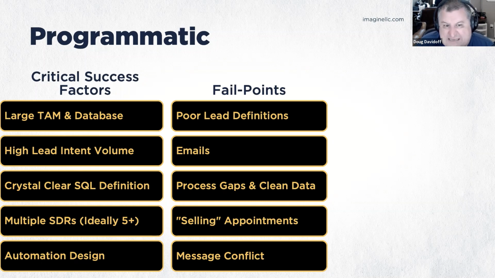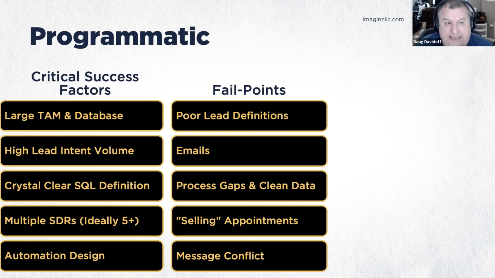Process gaps and clean data. If you've got process gaps or your data is not clean, it is going to lead to havoc. Remember, this is a high volume game. And so if you don't have clean data, you're going to be prospecting people that are in a closing stage, and that's going to create some anger. And the handoffs that are occurring and the process that's happening, if it's not built right, again, it's going to become a high friction process for the buyer, and that's going to trigger difficulties.